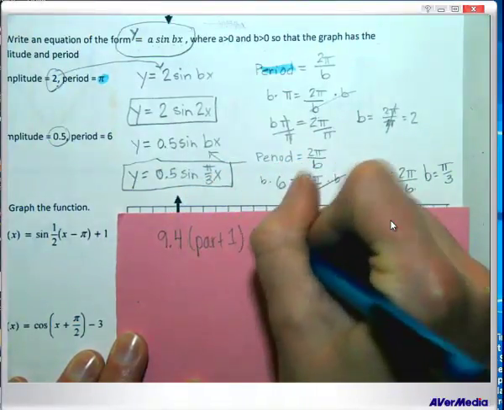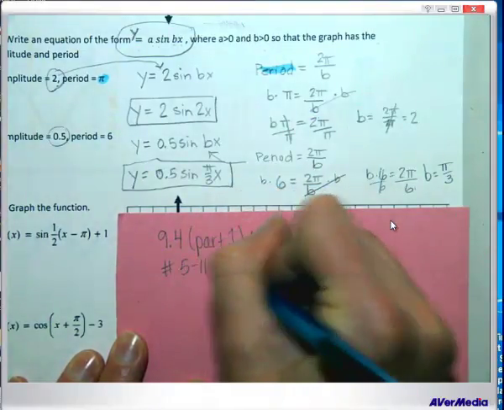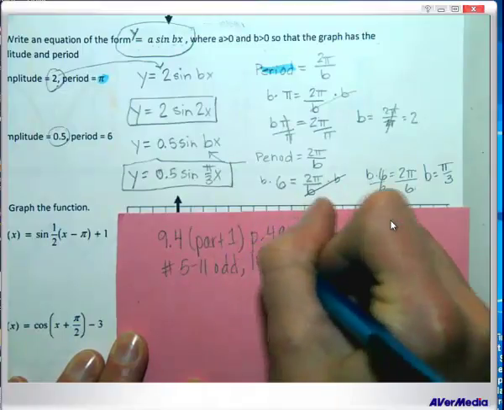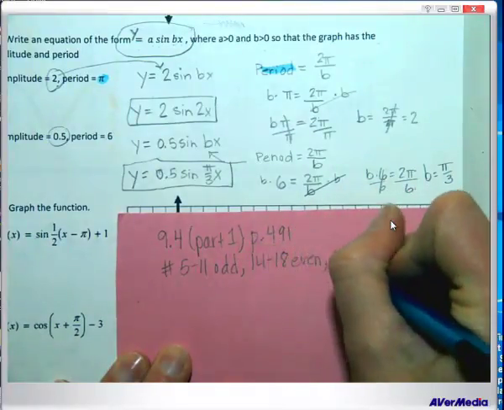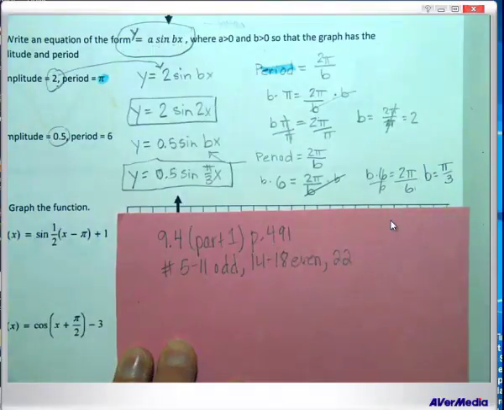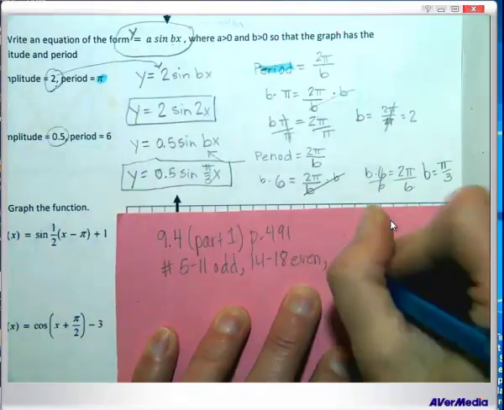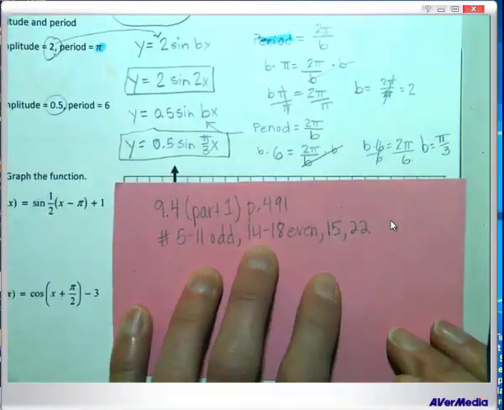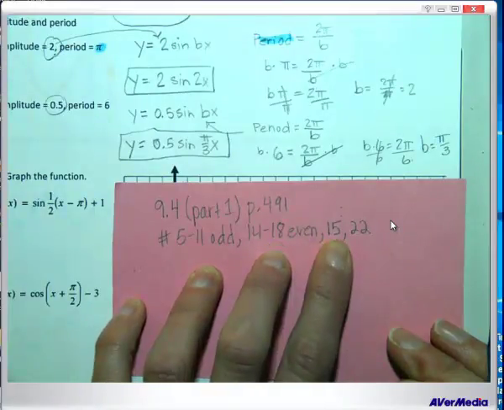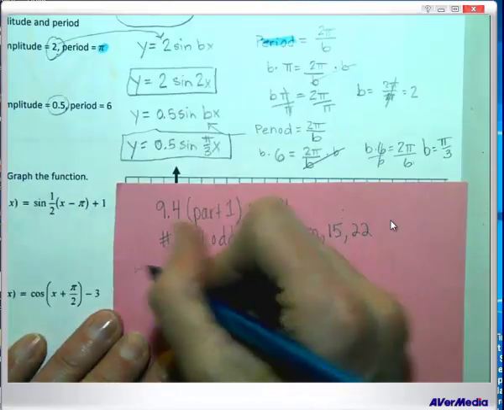It's page 491, numbers 5 through 11 odd, 14 through 18 even, and 22, and 15. That's out of order, sorry. 14 through 18 even, but also 15, so you can put it in whatever order you want. And then 22. And we're going to stop there for today.